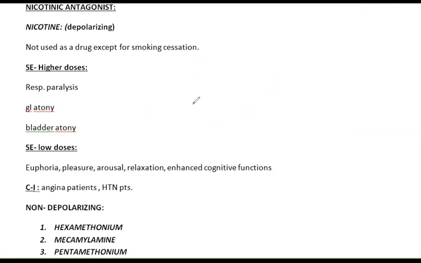Any other point, if I remember, we don't give nicotine to pregnant women also. So remember this also, okay? You will never prescribe nicotine in pregnancy. It is contraindicated, okay, in any cases.